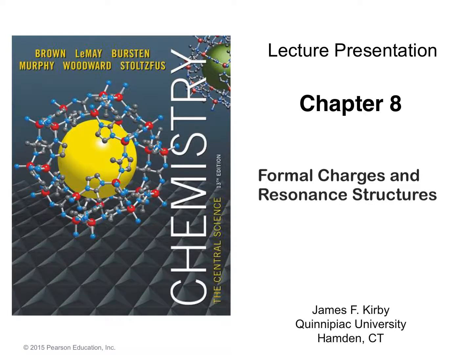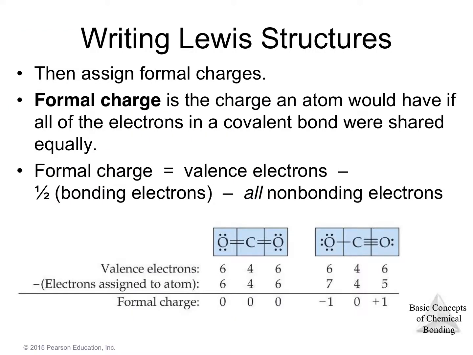This video is going to discuss formal charges and resonance structures. Sometimes a Lewis structure can be correctly drawn two different ways. For example, we drew carbon dioxide like this, with a double bond on each side of the carbon.